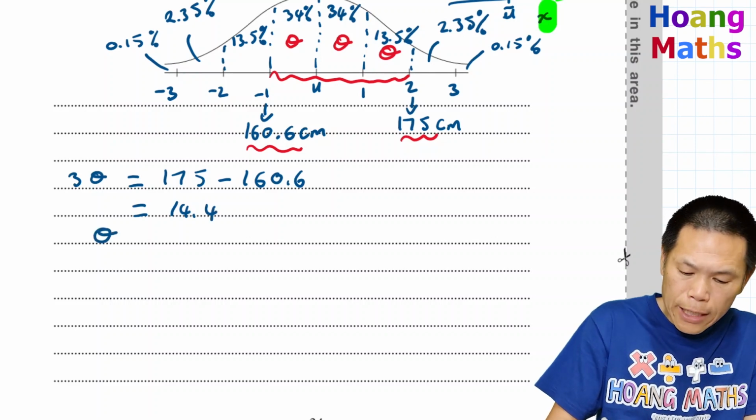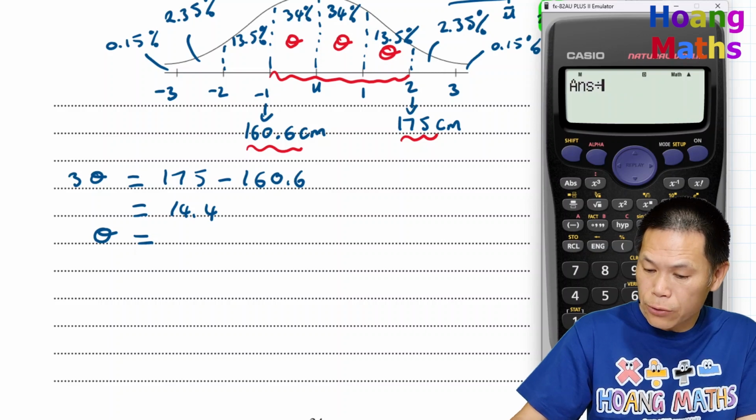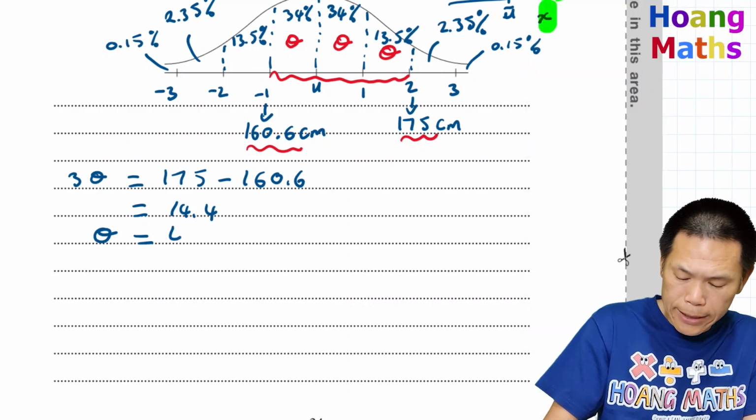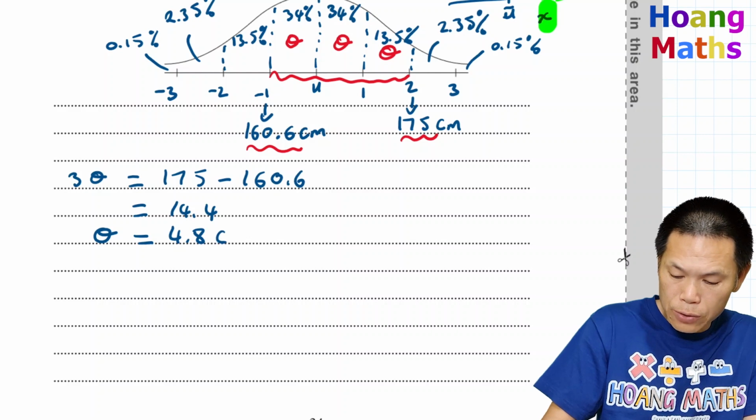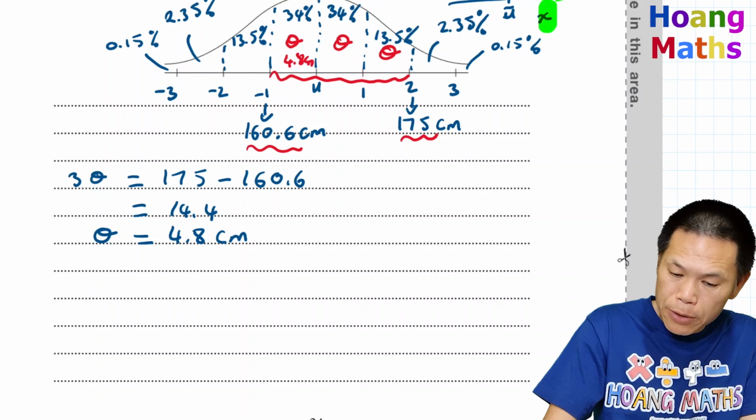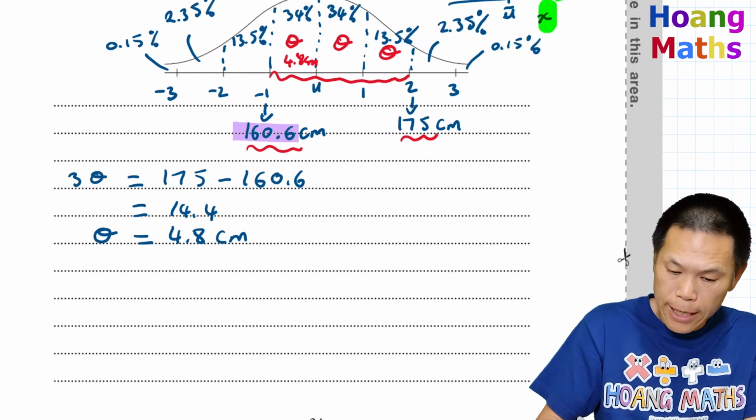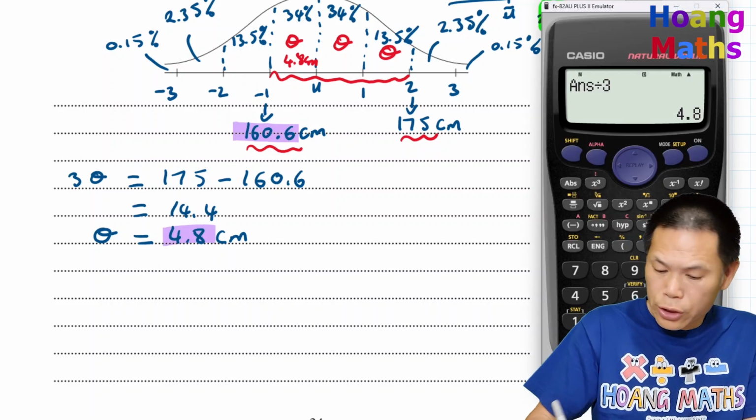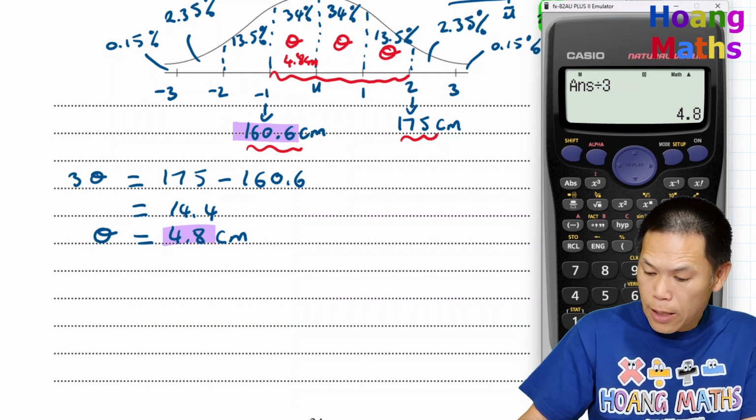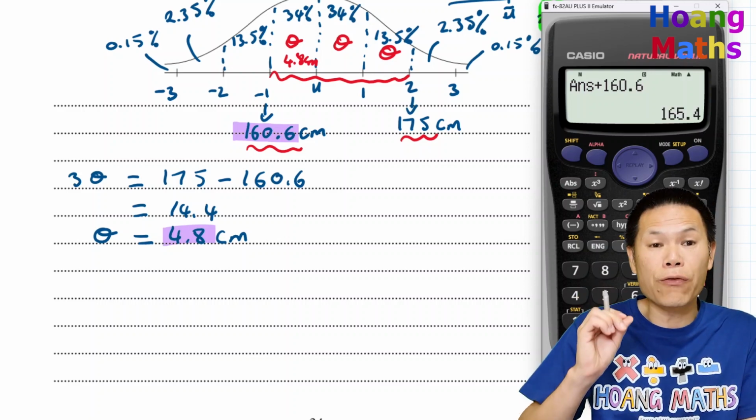So 14.4. So therefore, one standard deviation, I just divide by 3. So there you go, 4.8 centimeters. So this means that 4.8 centimeters is one gap, okay, one standard deviation. So to work out the mean, we just go 160.6 plus 1 standard deviation. So the mean is 160.6 plus 4.8. So there you go, 165.4.